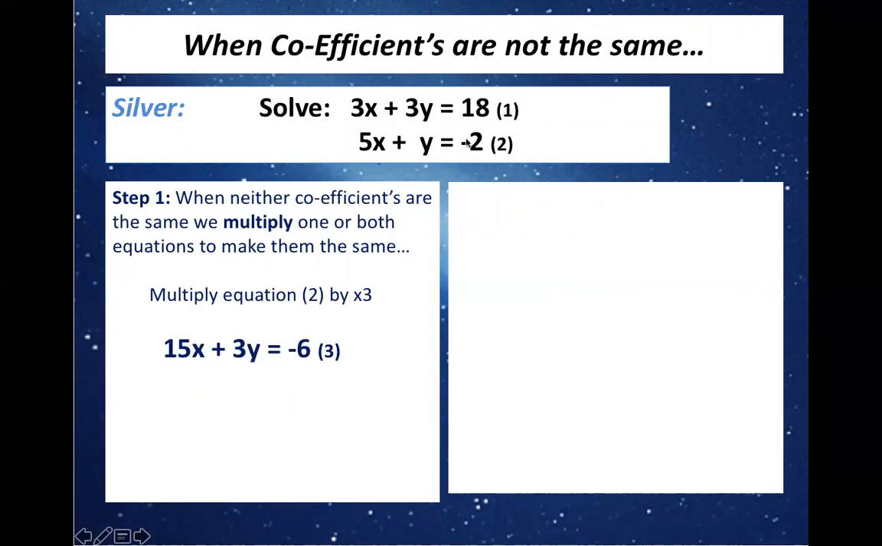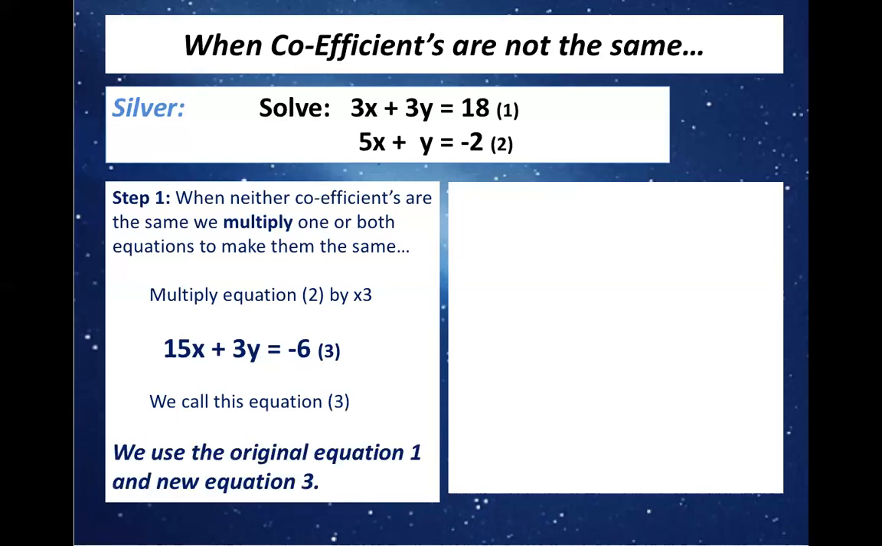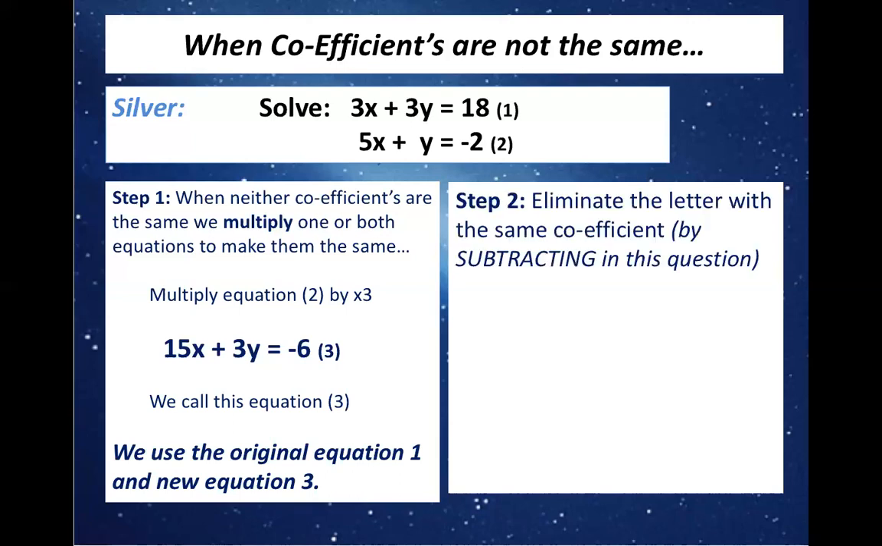So when I take equation 2 and I multiply by 3, each term I multiply by 3. So 5x times 3 is 15x. y times 3 is 3y. Negative 2 times 3 is negative 6. So now this is a new equation. We call that equation 3. So now we use equation 1 and now we use equation 3.